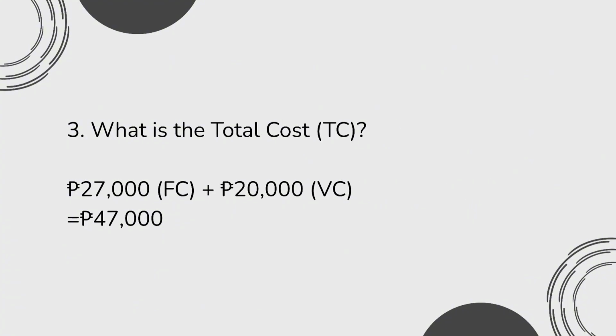Number 3. What is the total cost or TC? Total cost equals fixed cost plus variable cost. The fixed cost is 27,000 pesos plus the variable cost is 20,000 pesos. So the total cost is 47,000 pesos.